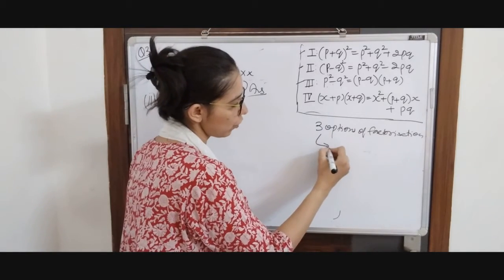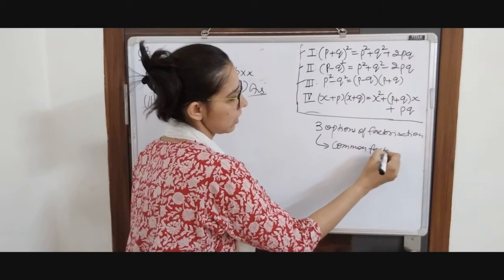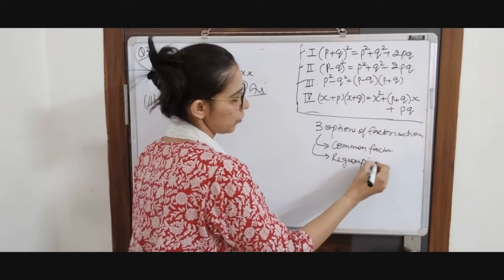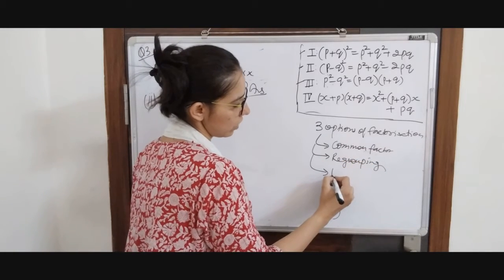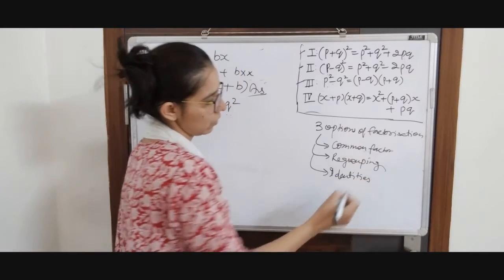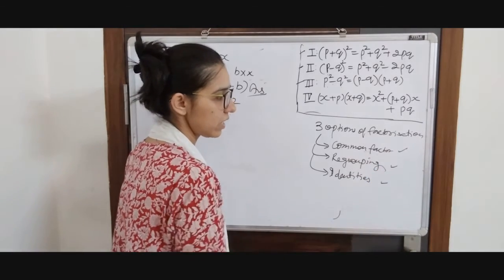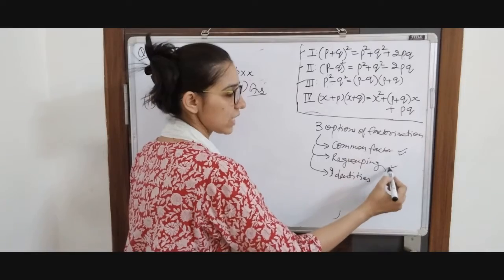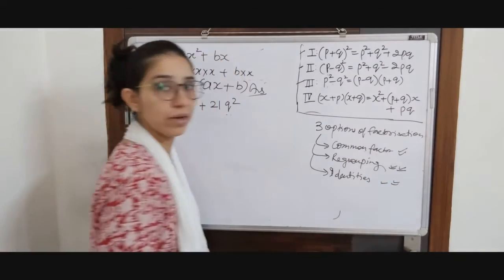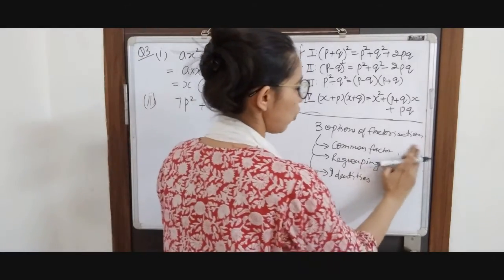So the first one is using common factors. Second, regrouping as per need, and then using identities. Sometimes you will be using common factors, sometimes regrouping, sometimes identity. Other times you will be using common factor as well as regrouping, and other times regrouping as well as identities. It depends upon the requirement of the question. But we know that we have these options available.